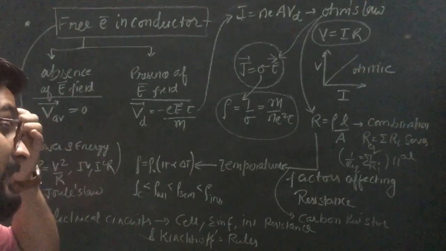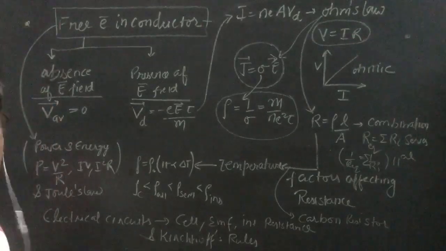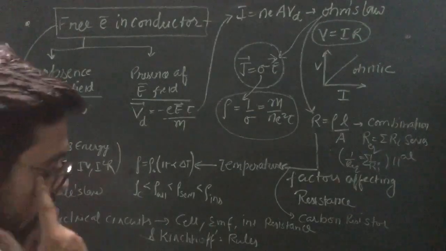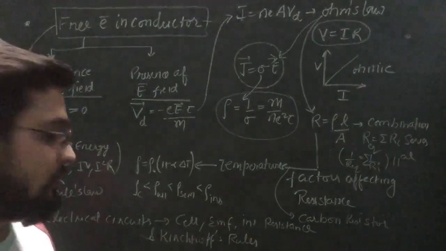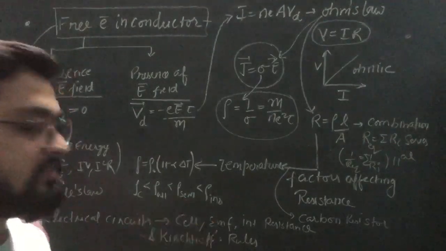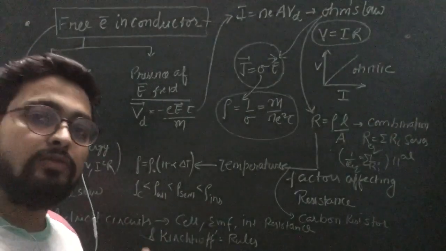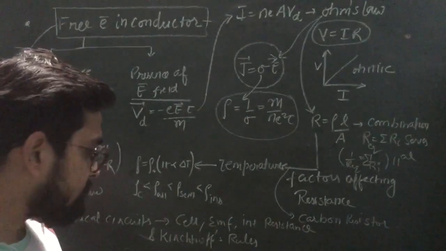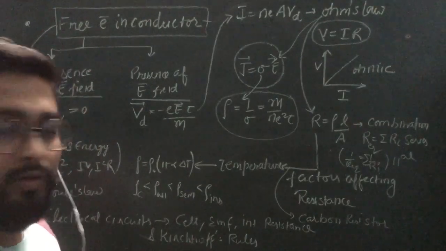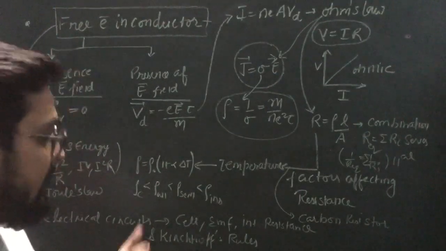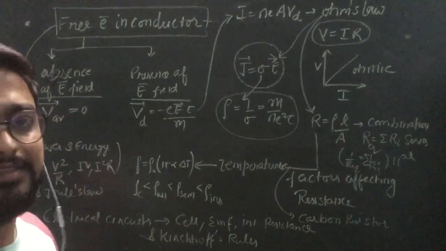a relation between them. Then we have seen Kirchhoff's rule. There were two rules. One was Kirchhoff's current rule and another one is Kirchhoff's voltage rule or loop rule. Current rule was that at a junction the total incoming current is equal to the total outgoing current, and that rule directly follows from conservation of charge, and Kirchhoff voltage rule directly follows from conservation of energy.